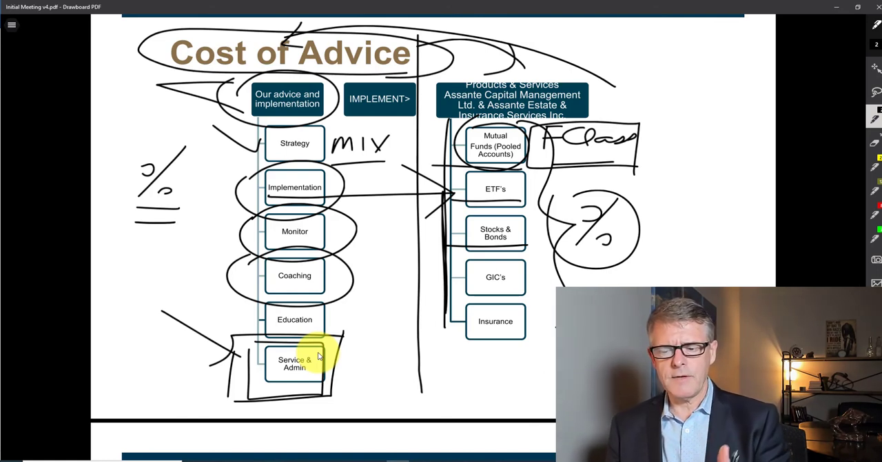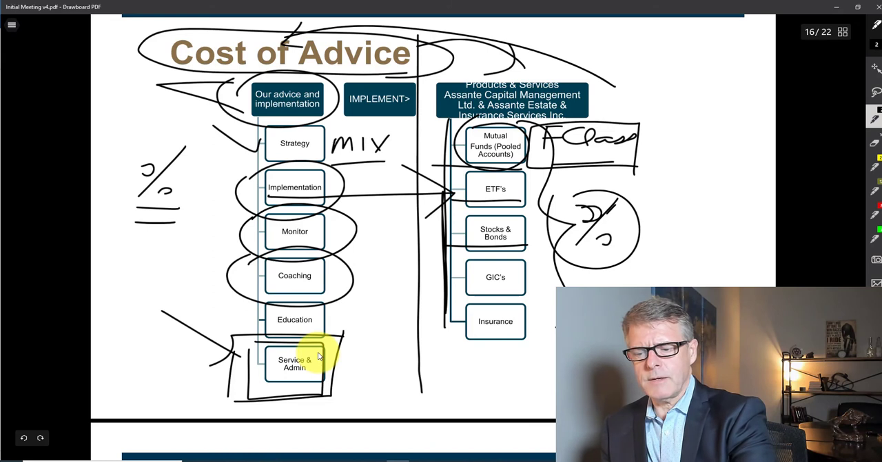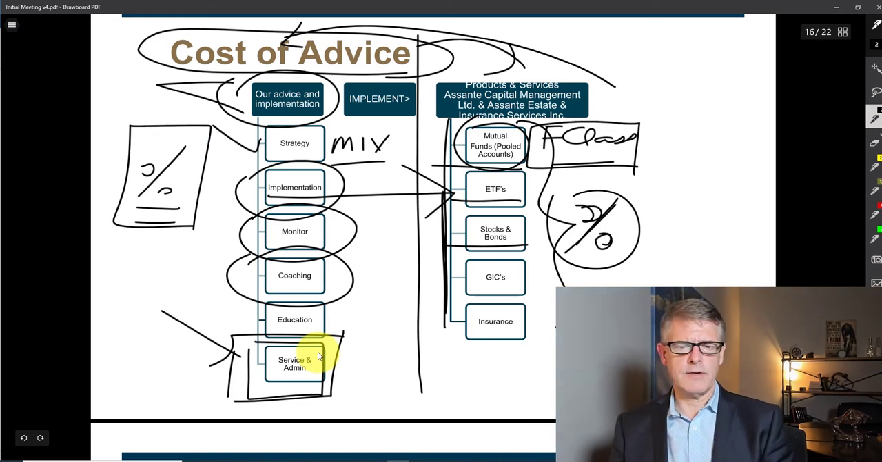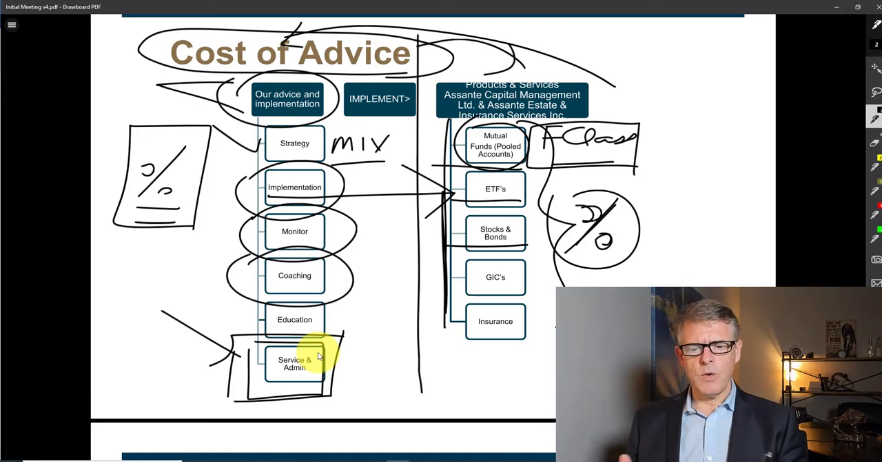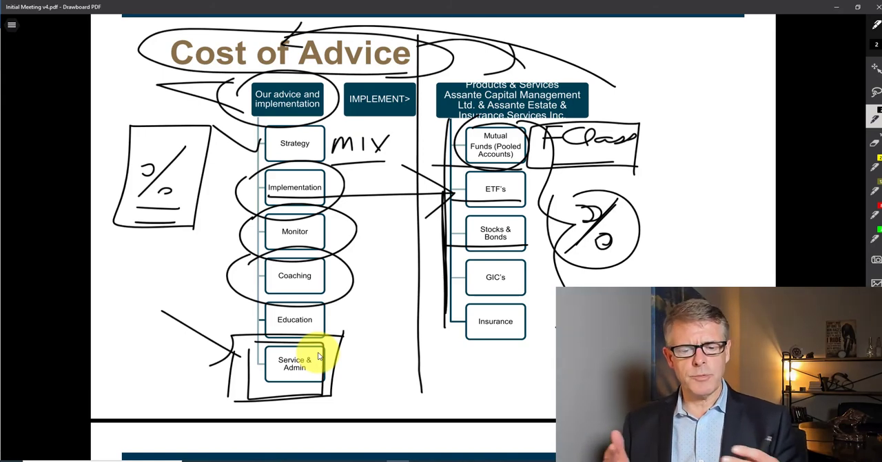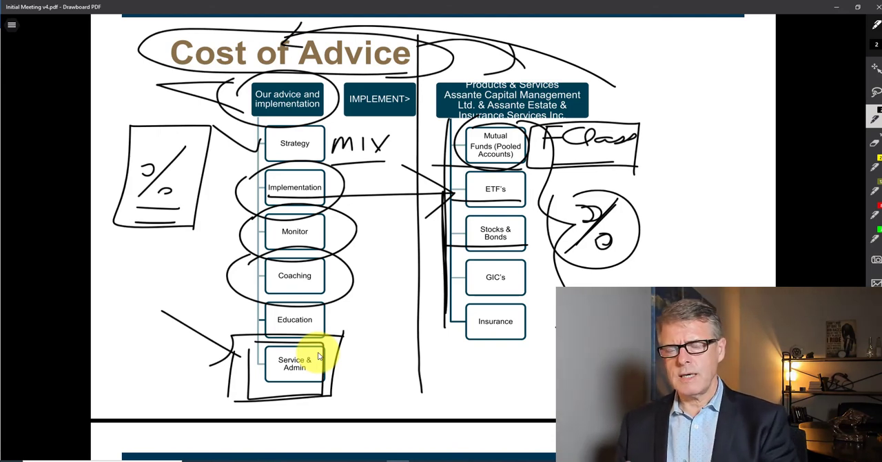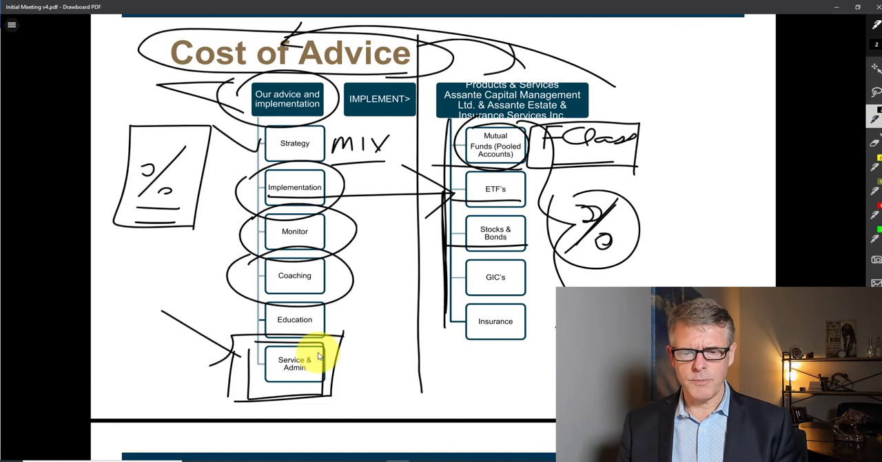But in any event, the client can drive that cost down and yet still access our service and advice. When the client's saying, I want to get the strategy, the implementation, the monitoring, the coaching, the education, and the service, but I want to get it done for the lowest cost possible. Other clients would go, no, I understand cost differences, and I might pay a little extra for downside risk reduction or mitigation on the portfolio. Okay, so hopefully that's helpful.